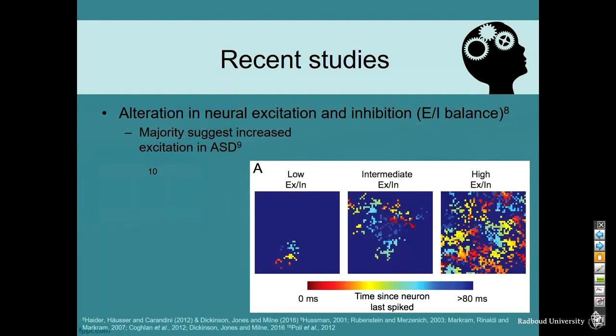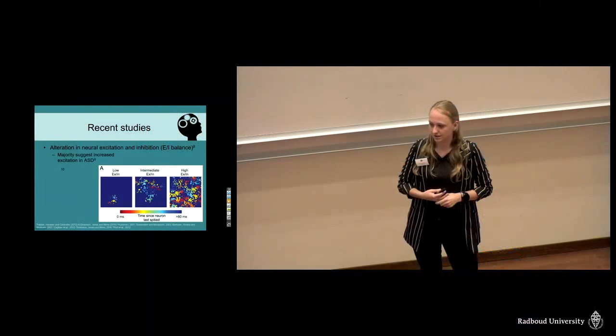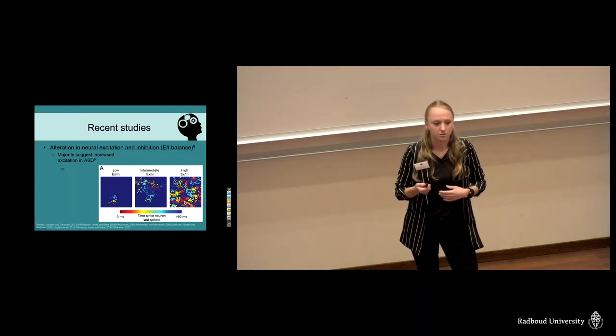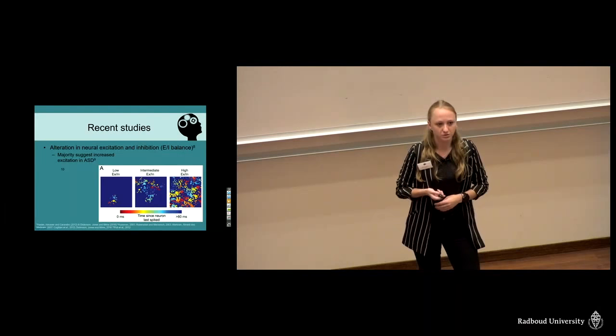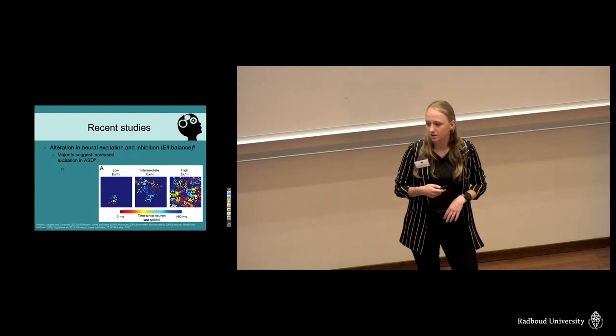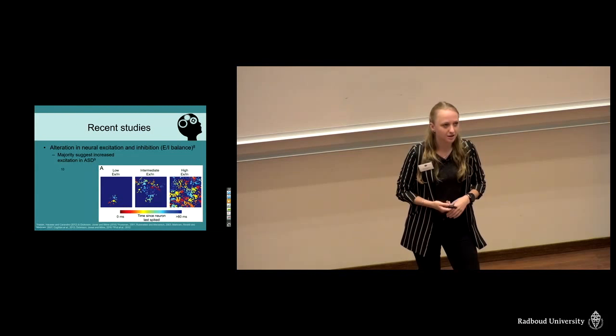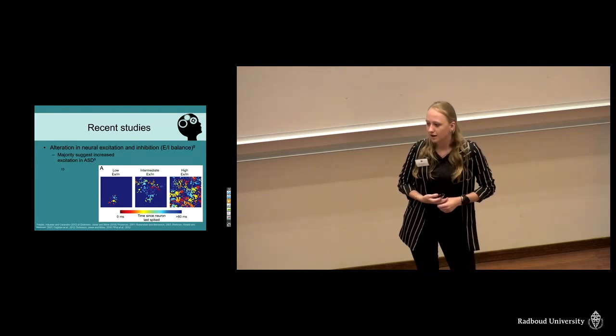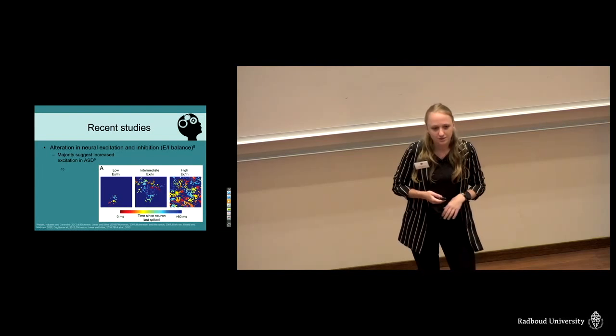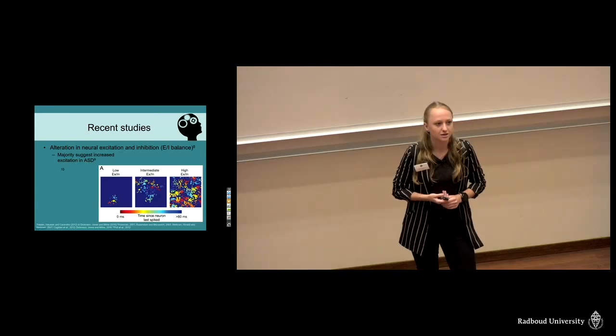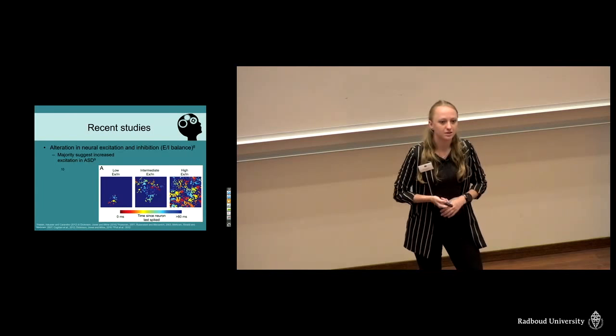Something more about recent studies. It is theorized that there is an alteration in neural excitation and inhibition in patients with autism compared to controls, and we call this neural excitation and inhibition the EI balance. And the majority of these studies suggest that excitation is increased over inhibition in patients with ASD.